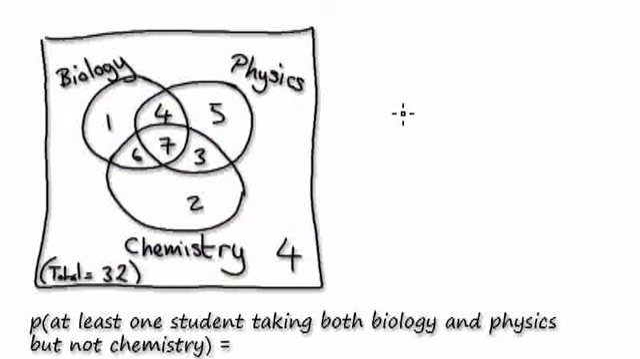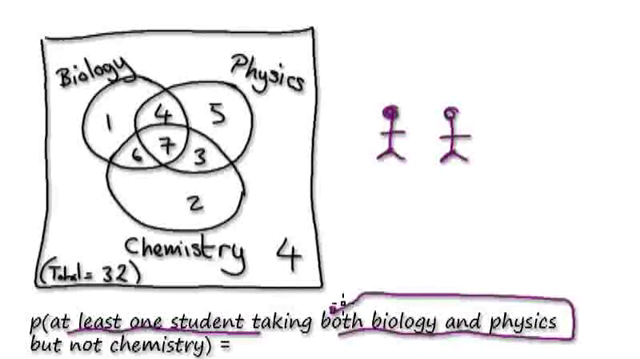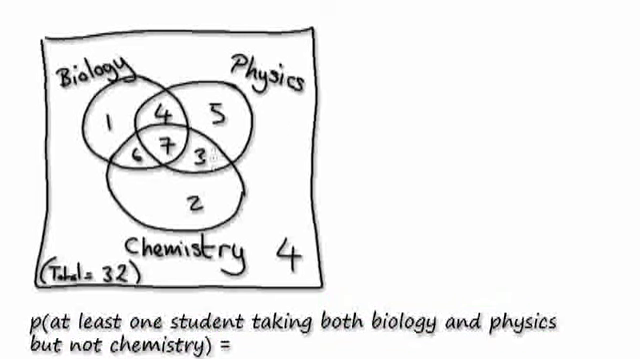Now, if I were to pick out 2 people at random from this class, what is the probability that at least one student will take both biology and physics, but not chemistry? Okay, I know this question is a bit long and convoluted. You just got to spend some time to try and understand the question. So let me start again. I'm picking out 2 students from your class.